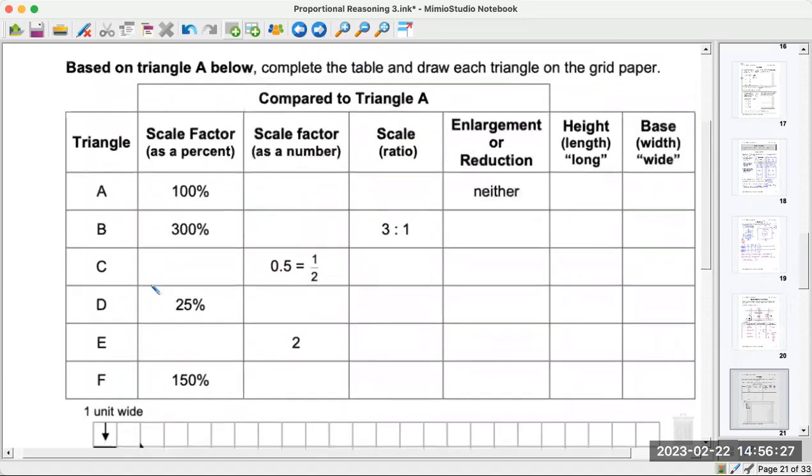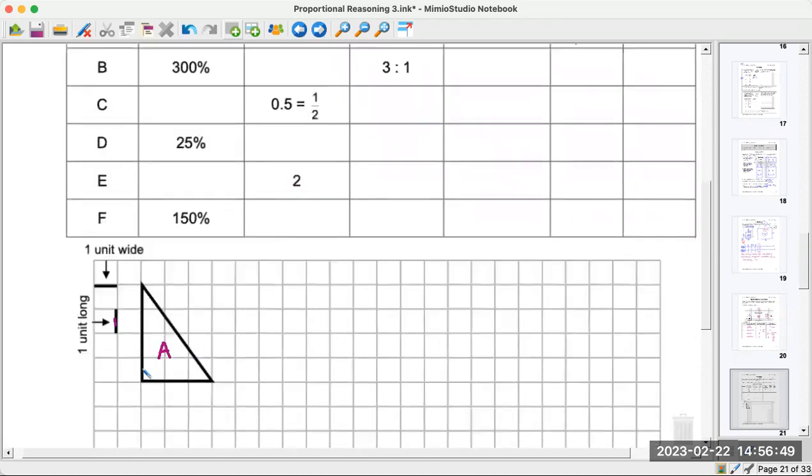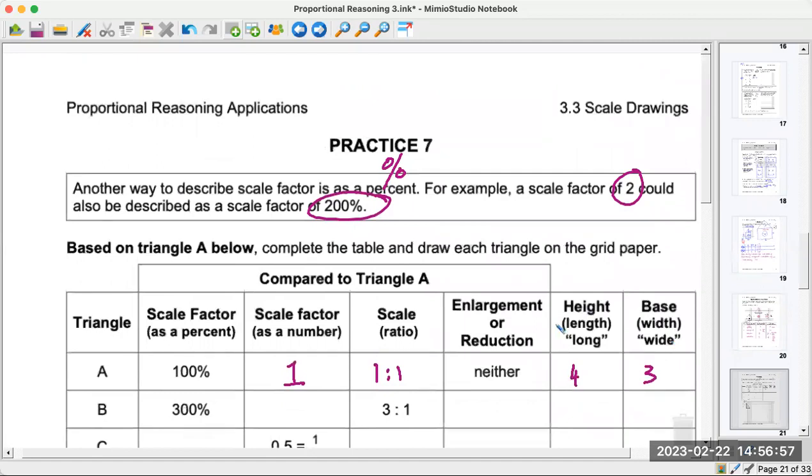Okay, let's fill in this chart. Triangle A scale factor is 100%. 100% as a scale factor as a number is number 1. And the ratio is 1 to 1. And it's neither an enlargement or a reduction. And the height was 4 units. And the base is 3 units. Count them. Yeah, 1, 2, 3, 4. Height, base is 1, 2, 3. So I filled that in, units.